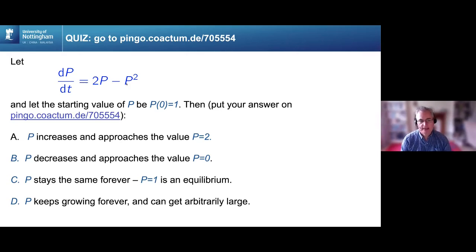It could be that it stays forever at its initial value P equals 1, so it starts off at time 0 at the value 1. If that's an equilibrium, it'll stay there forever. Or it could be a bit like the exponential function where it keeps growing forever, gets arbitrarily large, fills up the solar system eventually, and then we have to adjust our model. So give your best answers on the quiz, and I'll go through that solution in a moment for you.